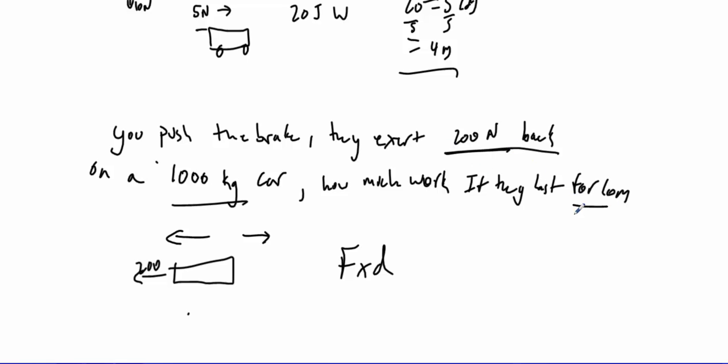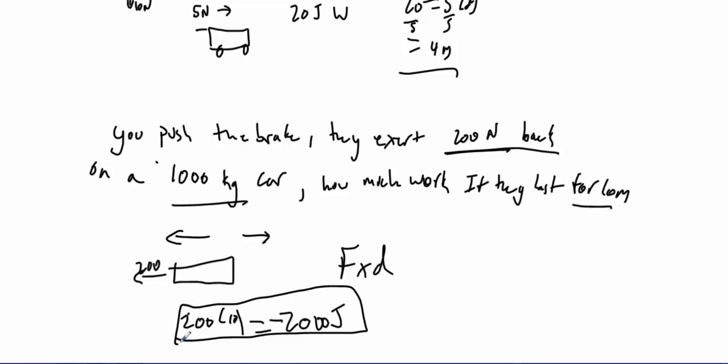So 200 newtons over 10 meters, 200 times 10 is 2,000 joules, but it's actually negative 2,000 joules. And the reason it's negative 2,000 joules is because the force was to the left even though the motion was to the right. And since those are opposite of each other, the work is negative. Now, what in the world does it mean to have negative work?